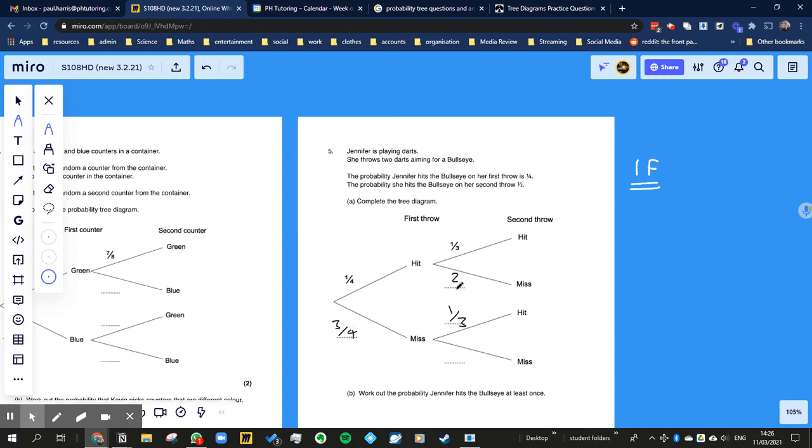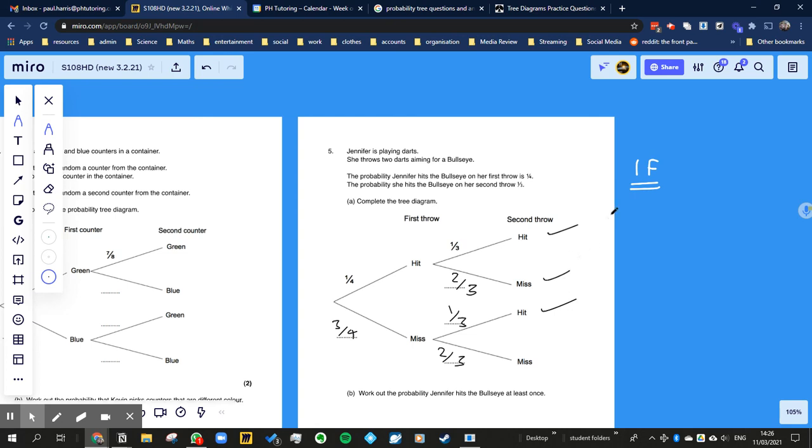3/4, 2/3, 2/3. Now we've got an or situation. Work out the probability she hits the bullseye at least once. You can imagine that's one route, that's 2 routes, that's a 3rd route, that's a 4th combination. Hit the bullseye at least once: it could be a hit-hit, a hit-miss, a miss-hit, but it can't be a miss-miss. So it's basically this, or this, or this, but not that.